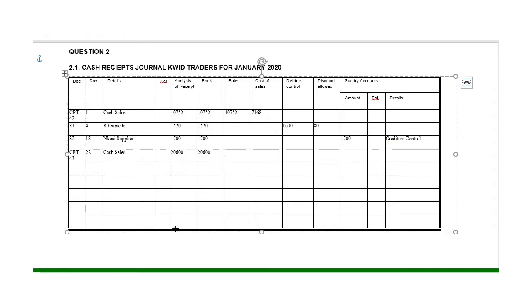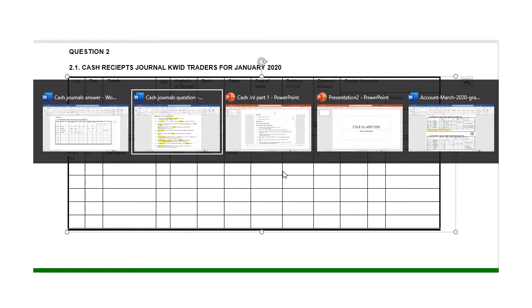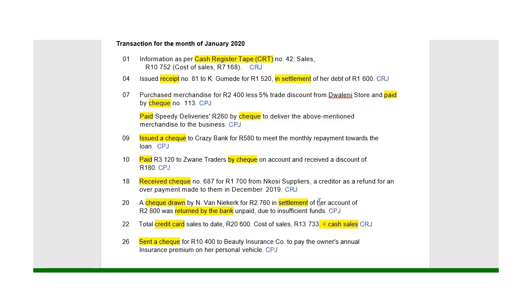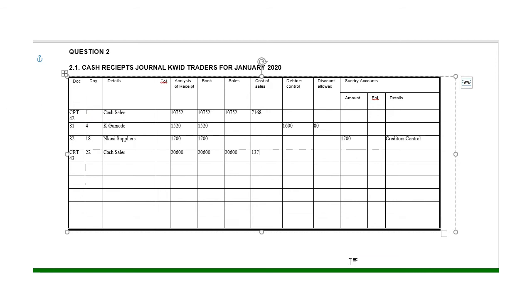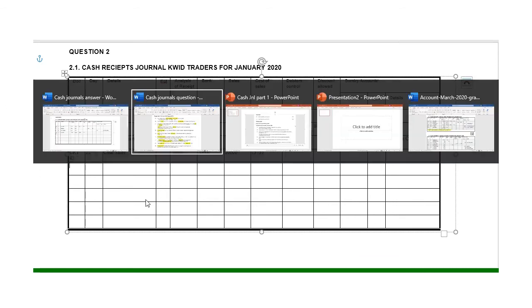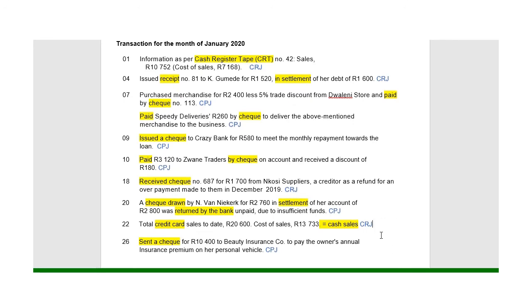What is it? It was sales, so I'll put it under sales. If I put something in sales, there must be something in cost of sales. So if they don't give it to me, I must calculate it. But in this case, it's given: 13733. And that is it. Now we can move on to the next CRJ.